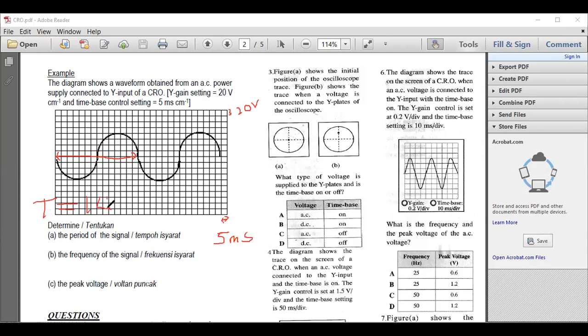So the period will be 14 boxes times 5, because one box is 5 millisecond, not meter second. So 14 times 5 you get 70 millisecond. So the period will be 70 ms. Now next, they ask you to find the frequency. Frequency is 1 over period.